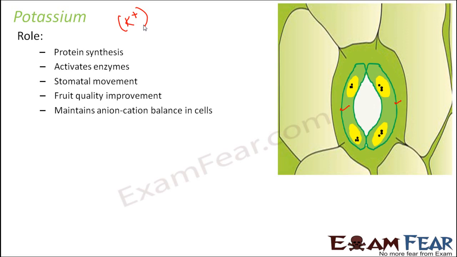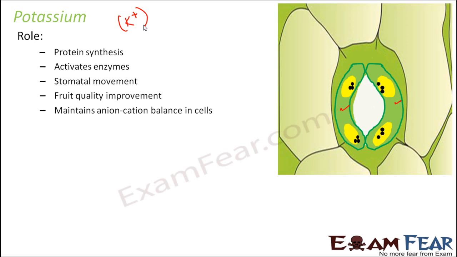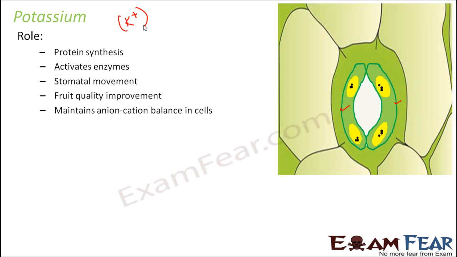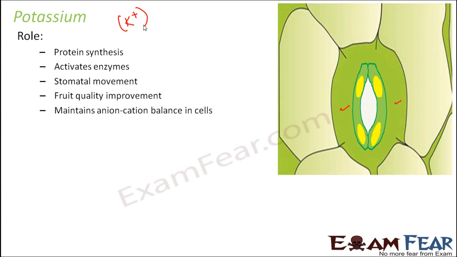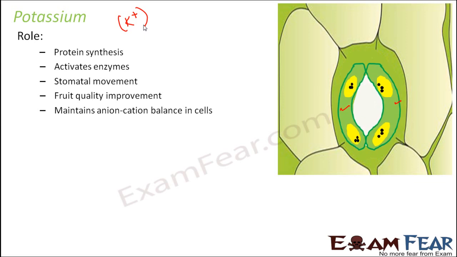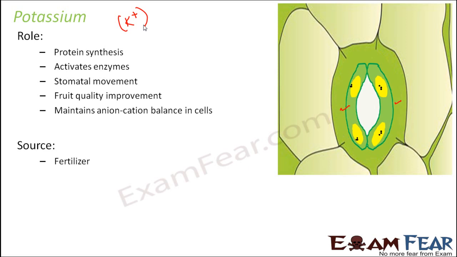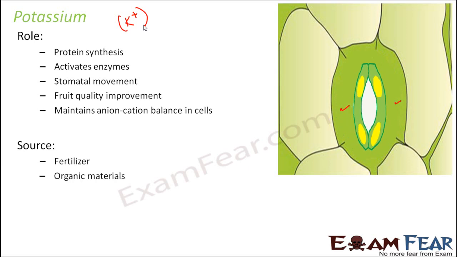It maintains anion-cation balance in cells so that the perfect balance is there. If there is too much of anions or too much of cations, that might cause problems. So it helps to maintain the ion balance. Source of potassium, it is obtained from fertilizer, of course. It is also obtained from organic materials which are rich in potassium.